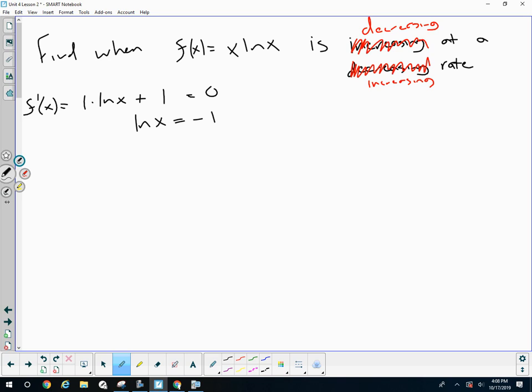Now, we haven't seen something like this. Don't be afraid of log x equals negative 1. You might be thinking, oh, that doesn't exist. It's like, no, you can't plug in a negative into a log, but logs equal any value, any y value. We get x equals e to the negative first.